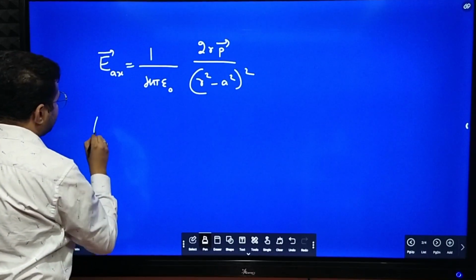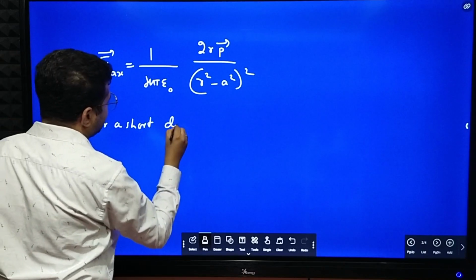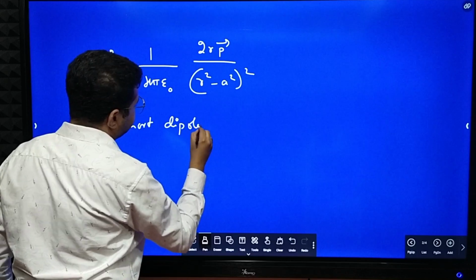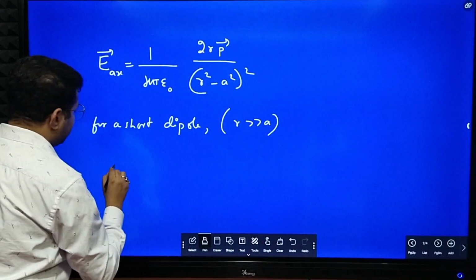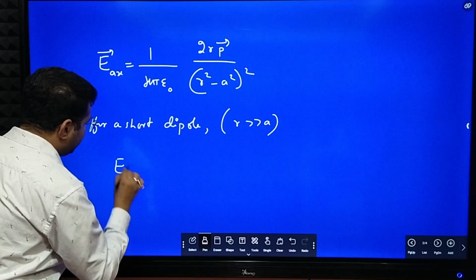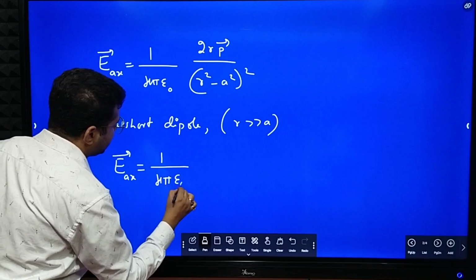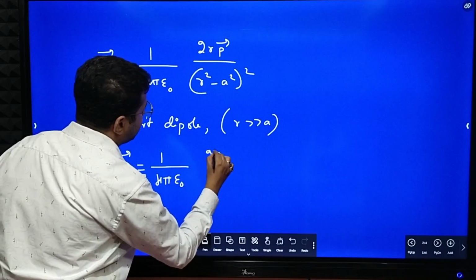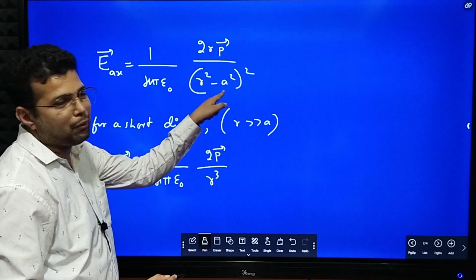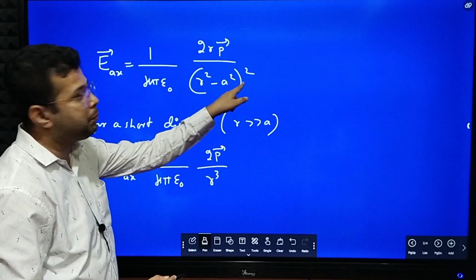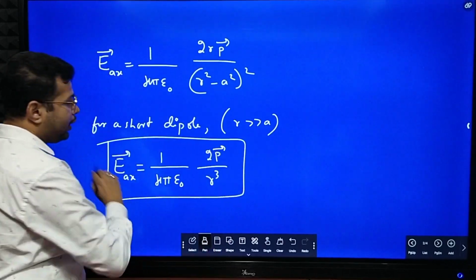Now, for a short dipole, or if r is very, very large compared to a, then what happens? E axial will be equal to 1 by 4 pi epsilon naught into 2p by r cube. Why? r square minus a square will be equal to r square, whole square, r to the power 4. One r gets cancelled. So this is the equation for axial electric field due to a short dipole.